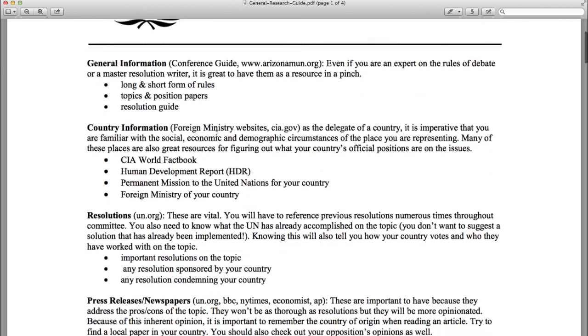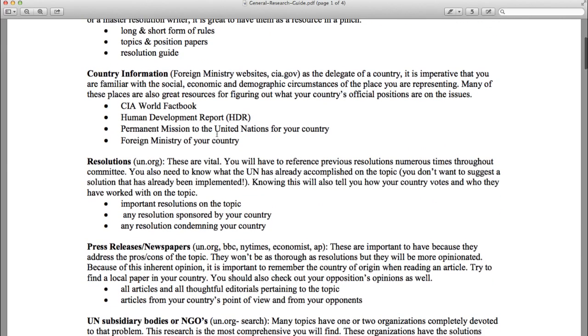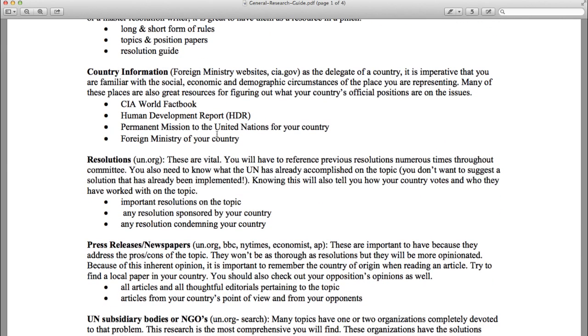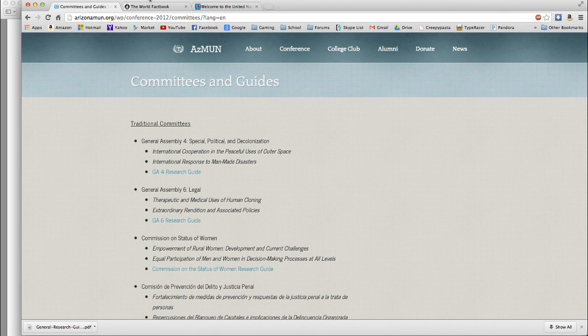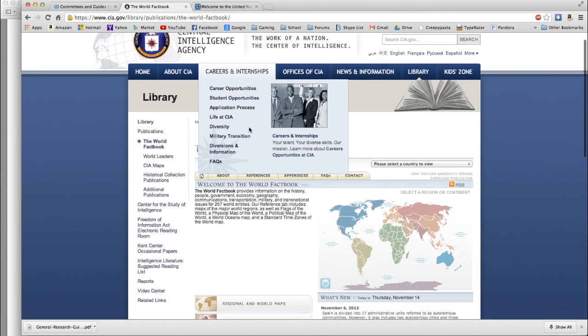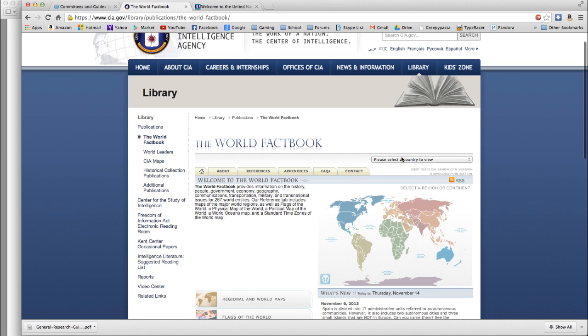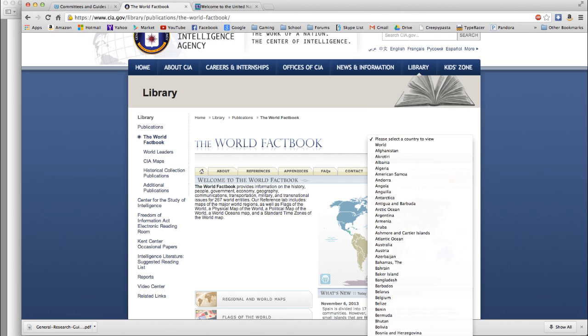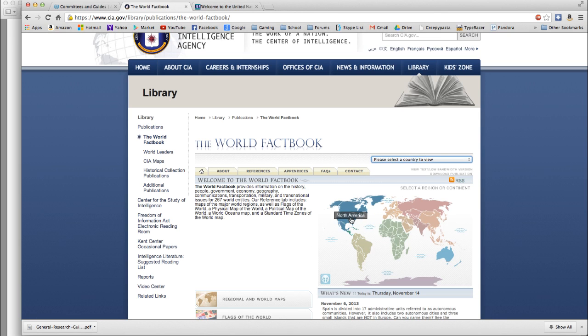Now you want to get more or less into your actual committee information and more into country information. A lot of these good sites are CIA.gov, Foreign Ministry. The best one I personally like to use is the CIA World Factbook. This helps you just discover information about your country in particular. All you have to do is select a country from this long list of countries over here, or find it on the map somewhere. Narrow it down. It should give you all the information about your country, and it's a good idea to have the background.